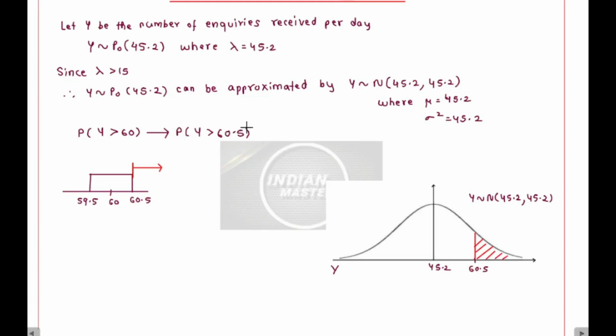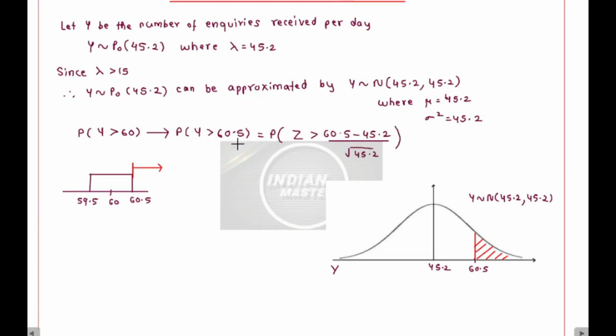Because we have a normal distribution here, if we try to standardize, what do we get? We can say this is the probability of z greater than 60.5 minus 45.2 divided by the square root of sigma squared, that is the square root of 45.2.